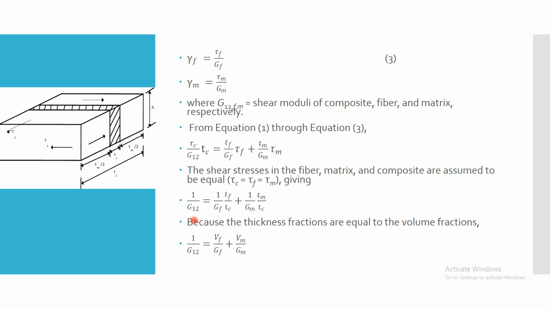So if you go through that, we get 1 divided by G12 is equal to Vf divided by Gf plus Vm divided by Gm, where Vf represents the volume fraction of the fiber, capital Vm represents the volume fraction of the matrix, and G12 represents the in-plane shear modulus. So this completes the derivation for the in-plane shear modulus, the fourth elastic modulus.